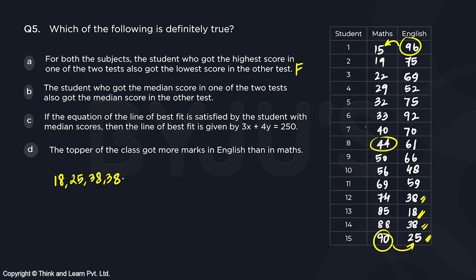After 38s, we have 48 as the next. After 48, we have got values in 50s, and in 50s, we have got 52. After 52, we have got 59. We need the 8th value: 5, 6, 7th. Now, this is the median. After 59, the next value we have is 61. So yes, this is also the median. So this is definitely true. Once we get B option as the answer, we shouldn't check the remaining two.